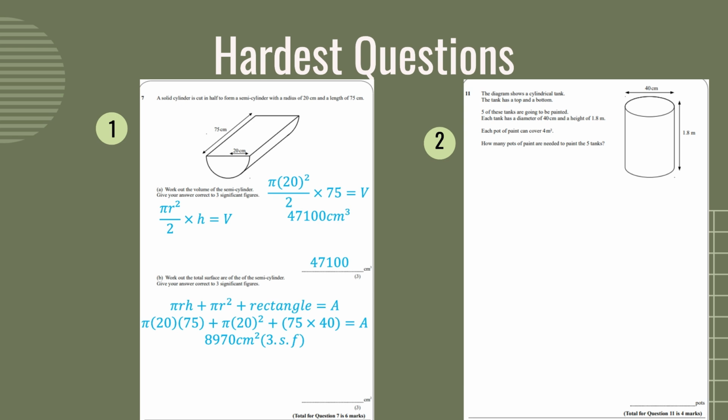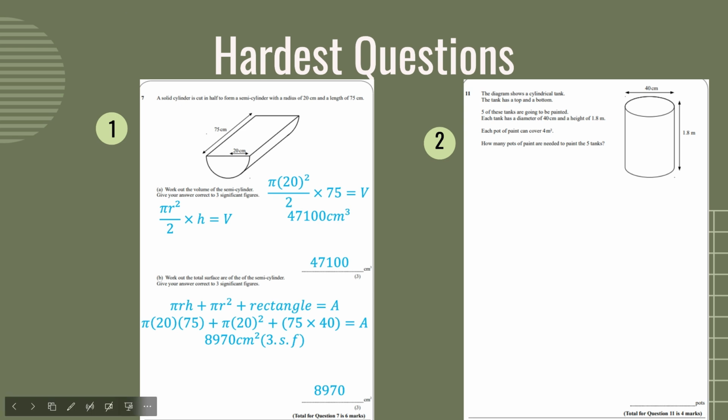So we write pi times 20 times 70 plus pi times 20 squared plus 75 times 40. Because if our radius is 20, our diameter is 40, and then we do base times height of a normal rectangle. And this, to 3 significant figures, is 8,970 centimeters squared. So our final answer is 8,970.